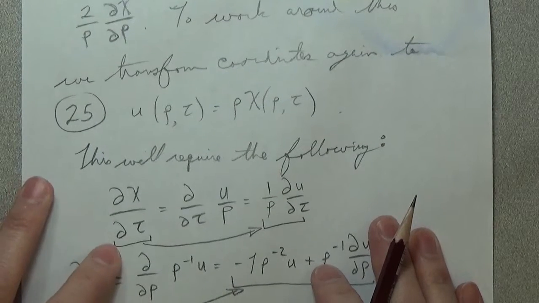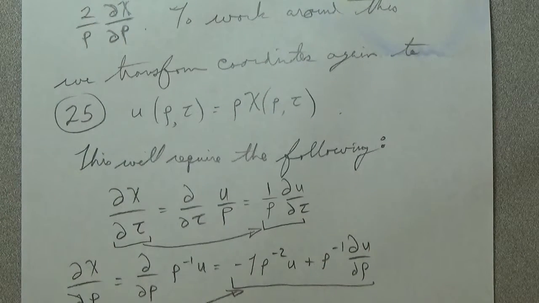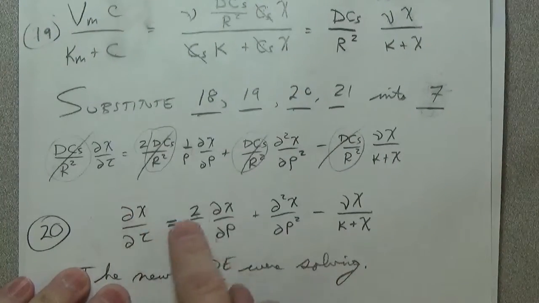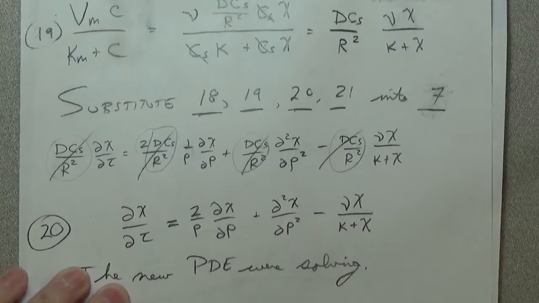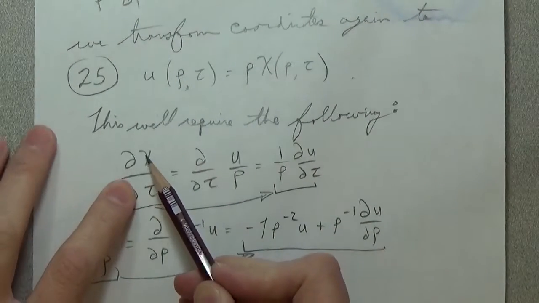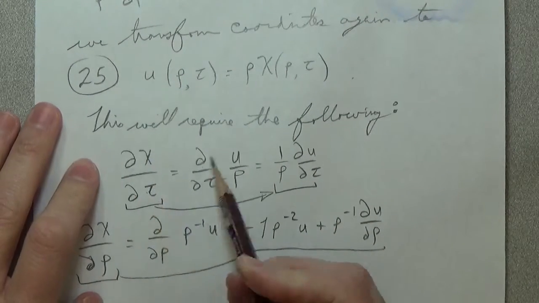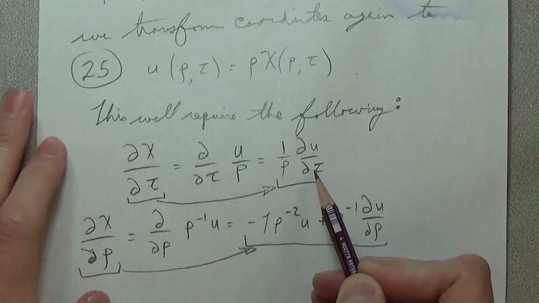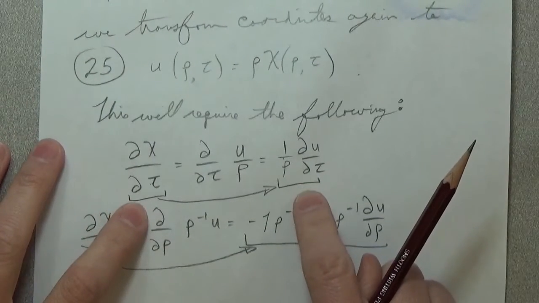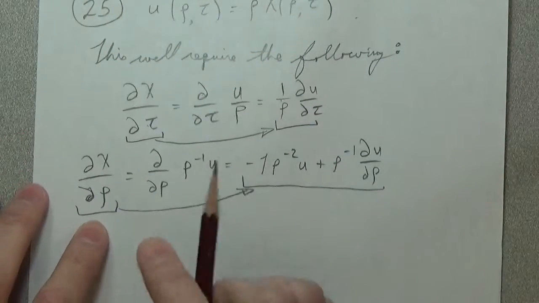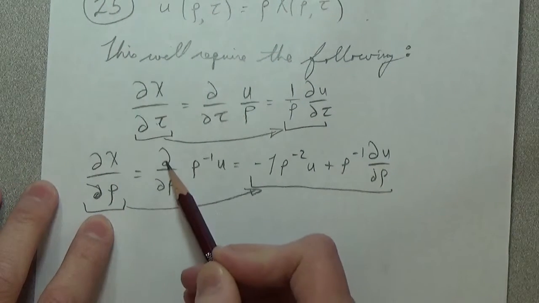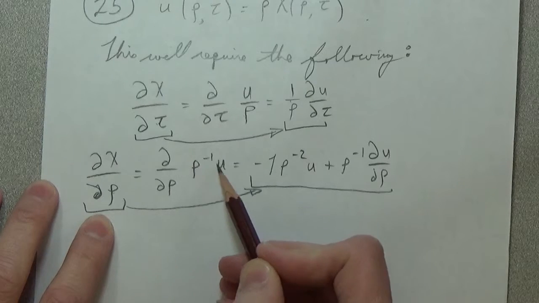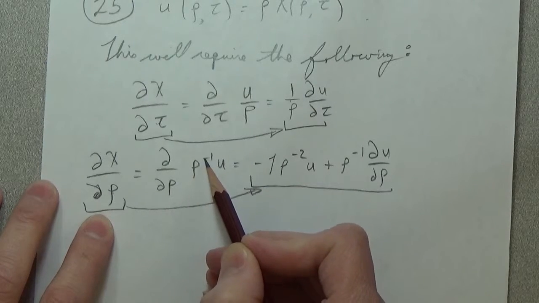Let's go through the steps and see how that works, right? So we have our differential equation, and basically for each of these terms, we have to do a coordinate transformation into u. Well, d chi by d tau is equal to d by d tau of u over rho, 1 over rho du d tau. So that's the first term in our partial differential equation. Here, d chi by d rho is equal to d by d rho, and here we have u over rho, which we're going to write out as rho to the minus 1 u.